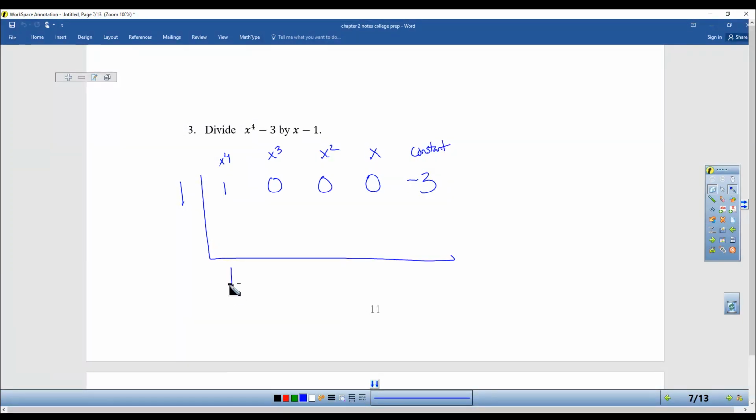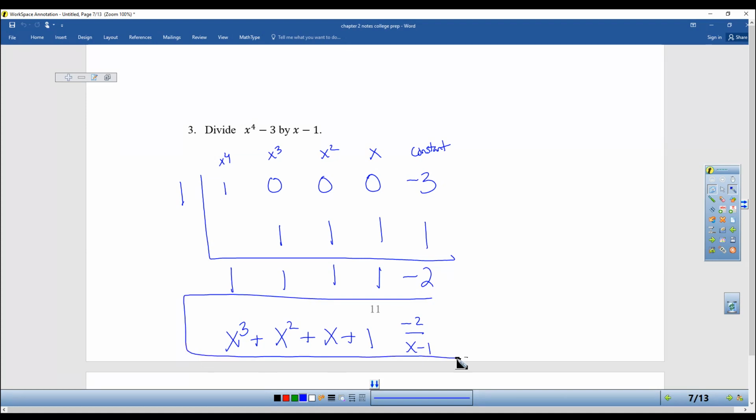So I add, multiply, add, multiply, add, multiply, add, multiply, add. My answer is always 1 less power, so it used to be x to the 4th, so now it's x cubed plus x squared plus x plus 1 with a remainder of negative 2. And this is a plus. Almost got that wrong.